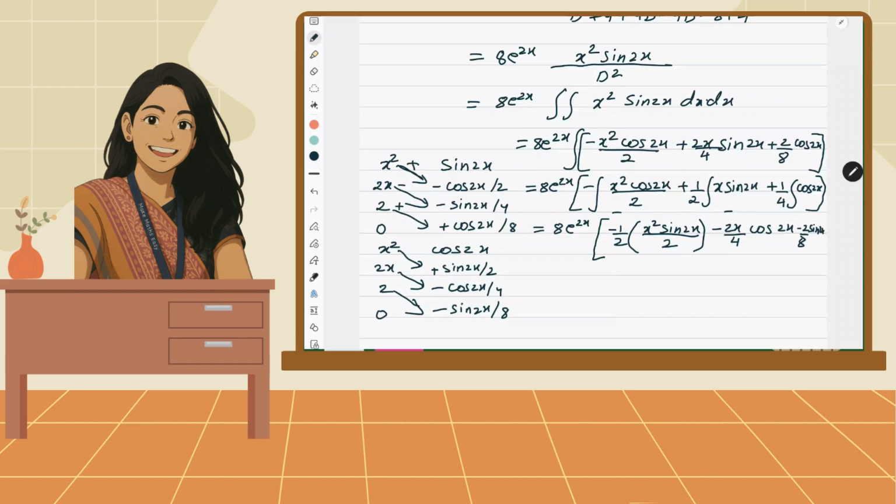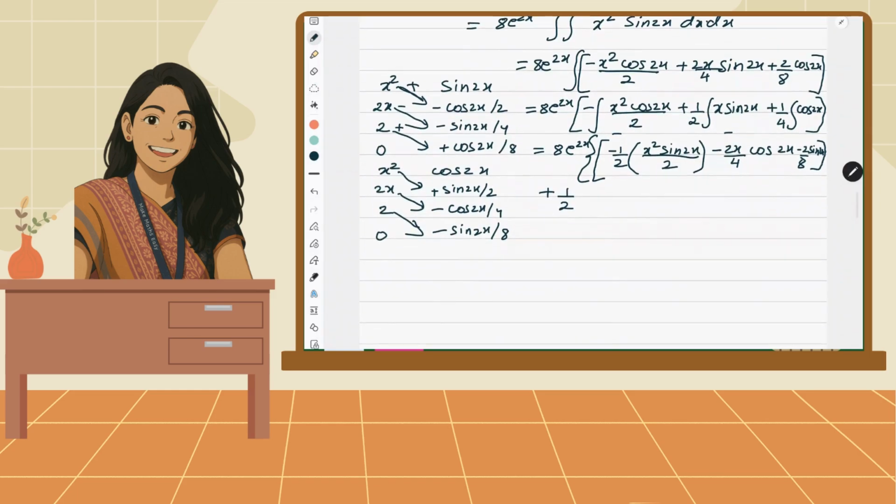So this is the first bracket. And this is totally outside of all the brackets. So remember, this is the first square bracket I have closed, only this part. 8 e to the power 2x will be with another 2 square brackets also. Now next square bracket I will write plus 1 by 2 and x sine 2x you have to write, right?